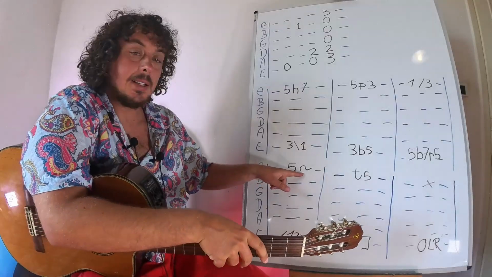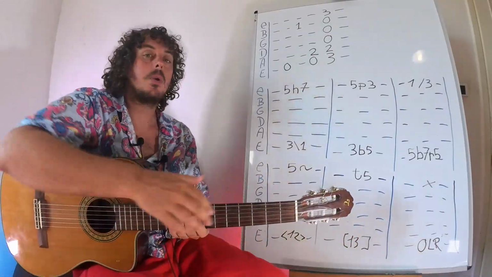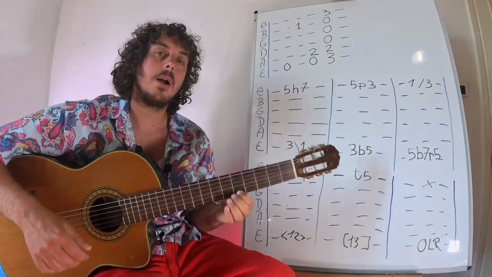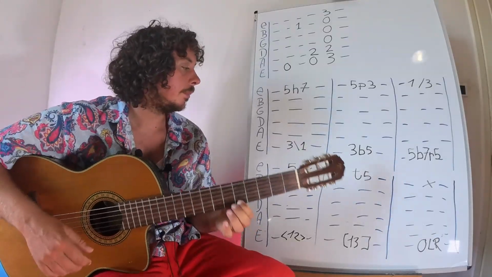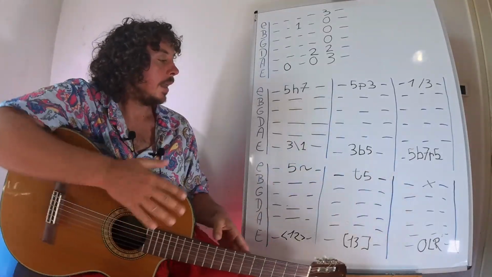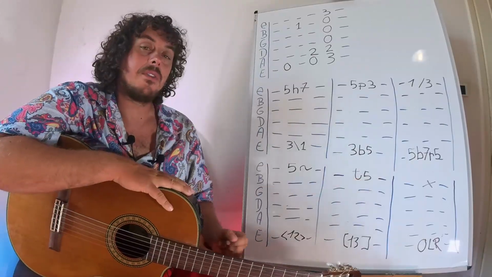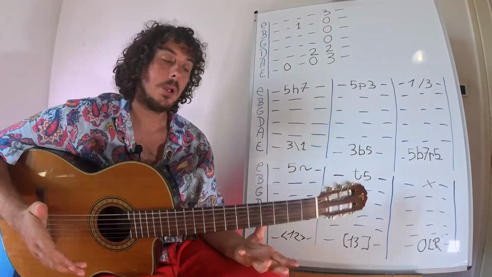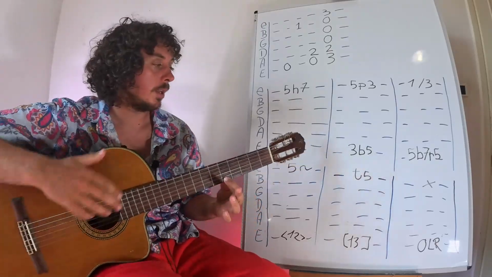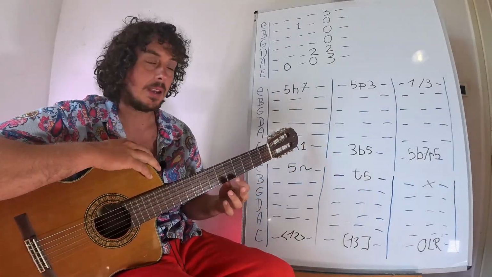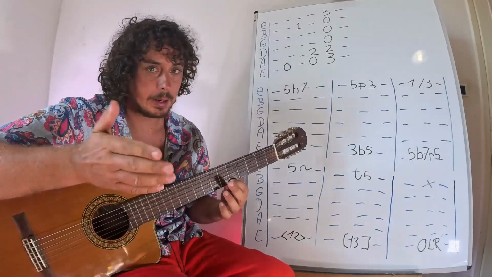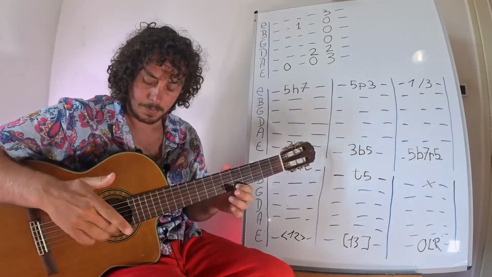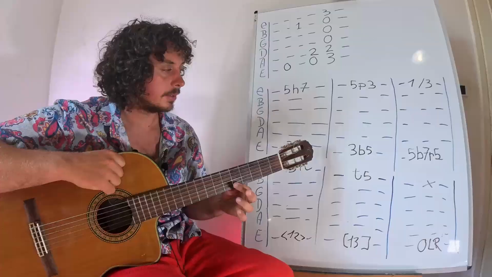Here we have this little wave. That means that we have to put a vibrato inside. There are different ways of making the vibrato. Then we have T5. That means that we have to tap. How do we do it? We just press hard with the finger on the left hand or the right hand, but we don't play the string like this, just like this.